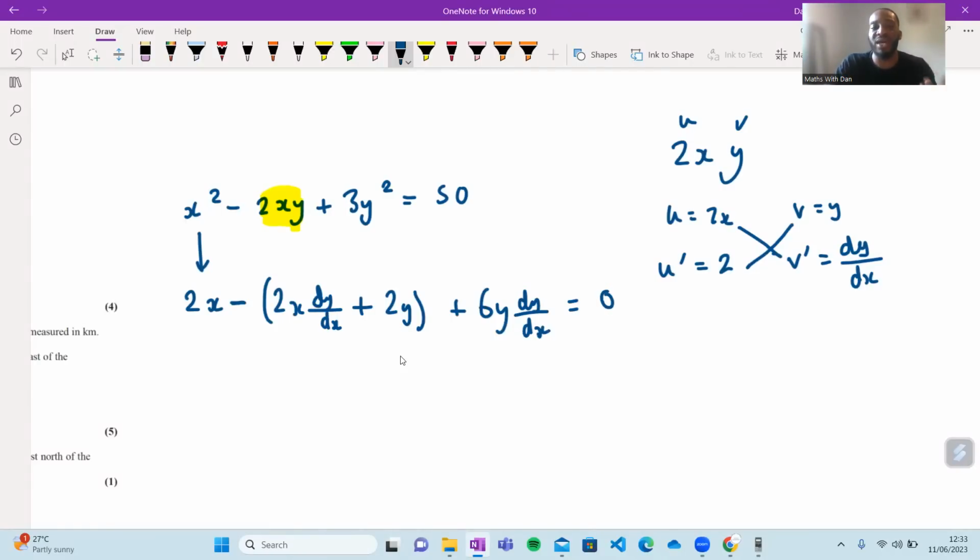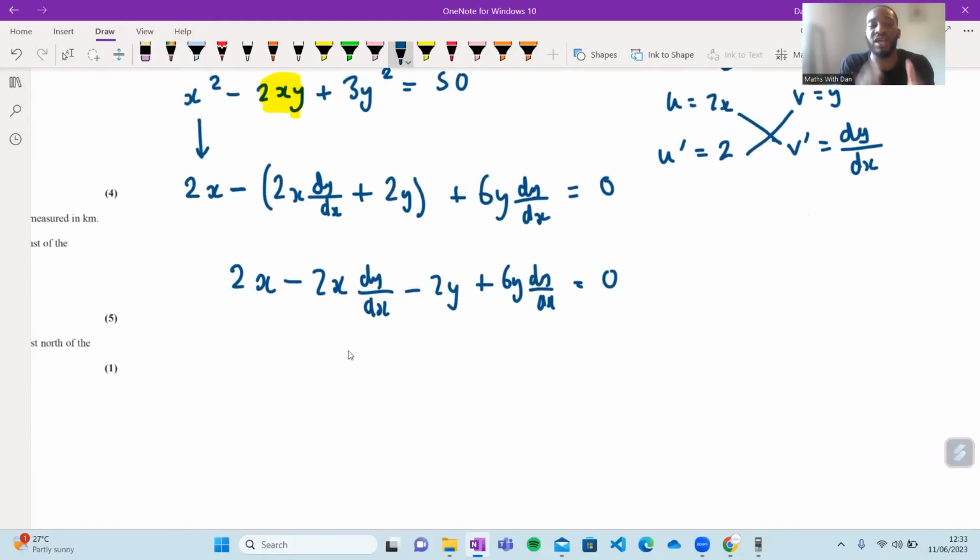All we're doing now is making dy/dx the subject. So let's do that very quickly. We're going to get 2x minus 2x dy/dx minus the 2y plus 6y dy/dx is equal to 0. I'm going to keep everything with dy/dx on the left and move everything without dy/dx to the right.